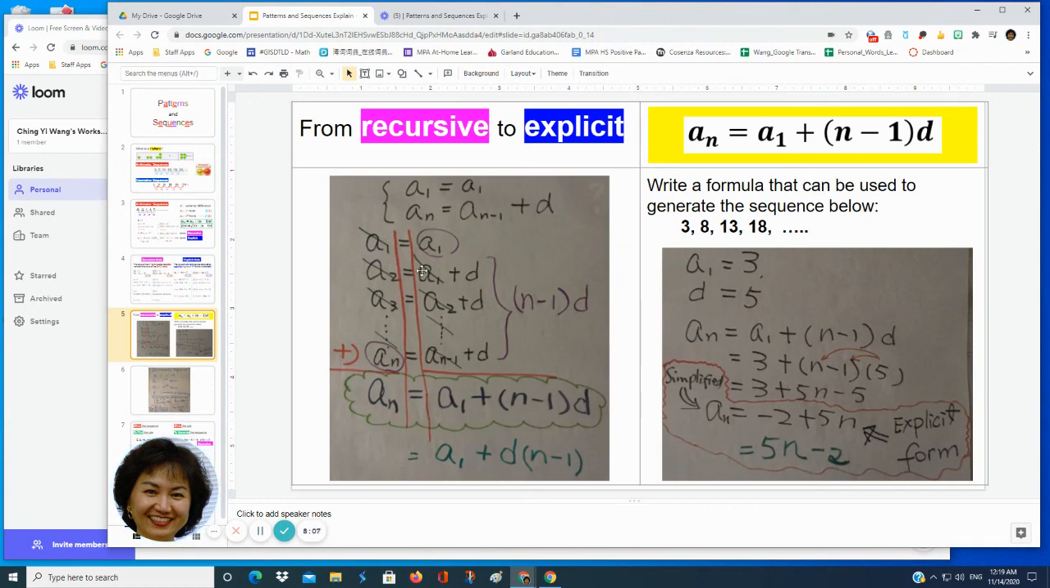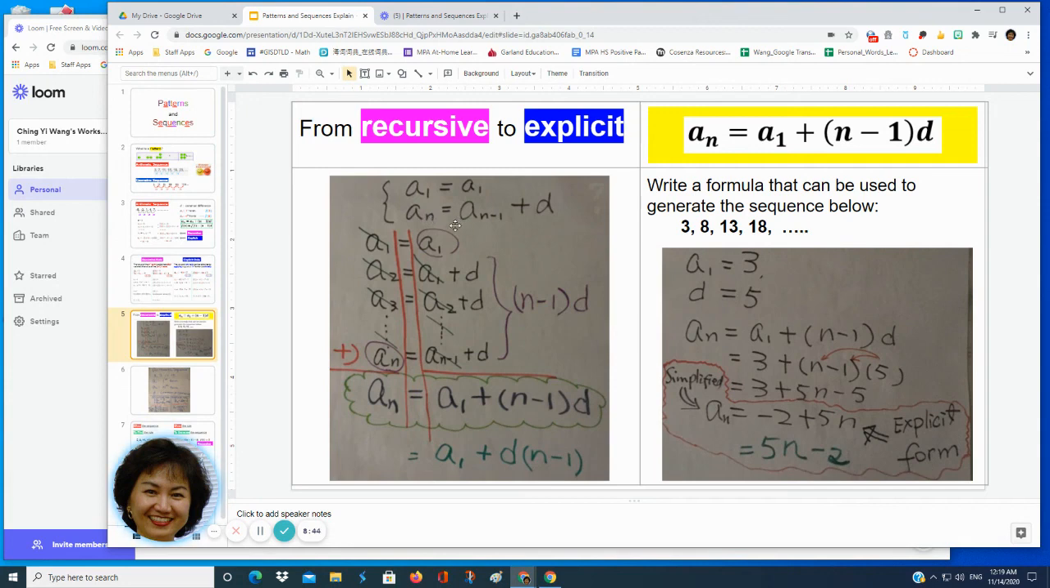Here is an anchor chart to show how to develop the explicit rule from the recursive rule. The recursive rule is what we can see from our sequence directly, because you see the relation between two consecutive terms immediately. a sub 1 is given, whatever value you have, so we just put another a sub 1 here, meaning they are the same thing.